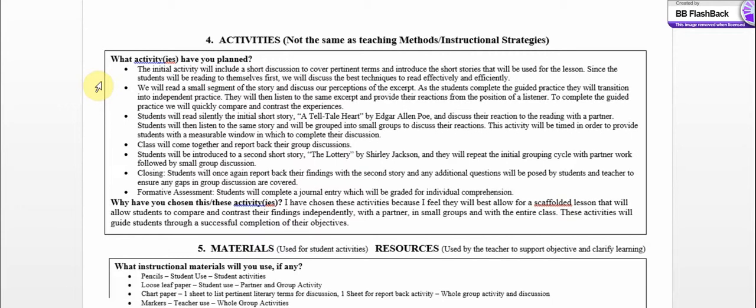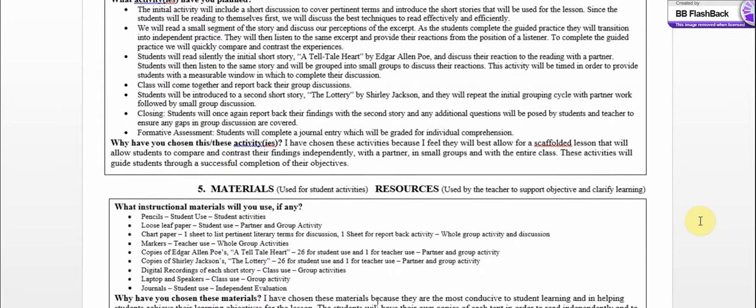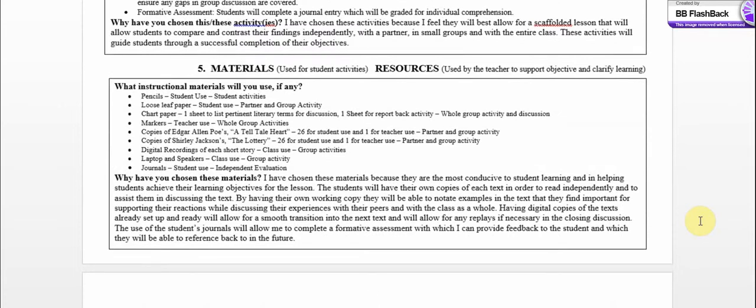Now, why have I chosen these activities? I have chosen these activities because I feel they will best allow for a scaffolded lesson that will allow students to compare and contrast their findings independently, with a partner, in small groups, and with the entire class. These activities will guide students through a successful completion of their projects. And like I said, giving them the opportunity to practice is, I think, key, because repetition is how we learn.